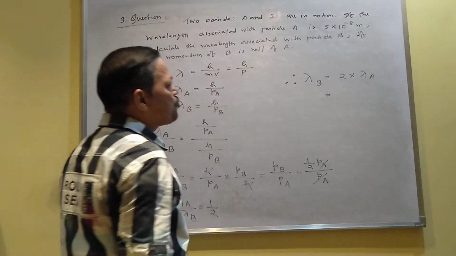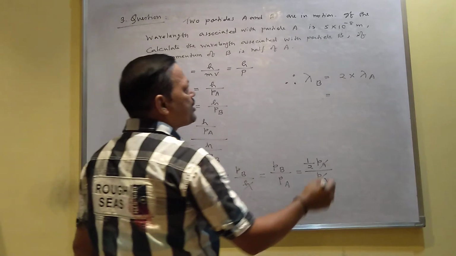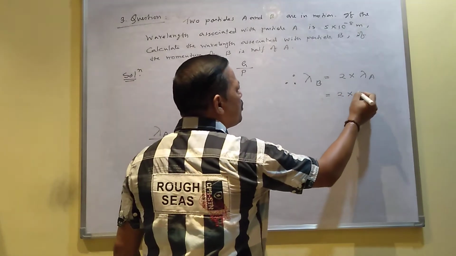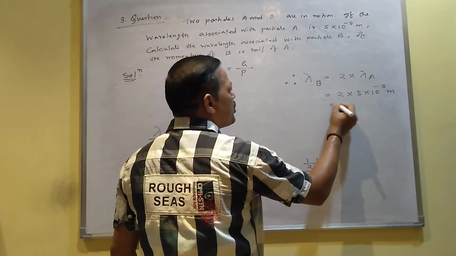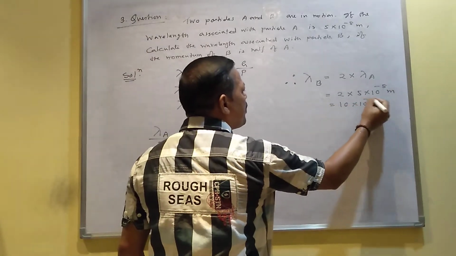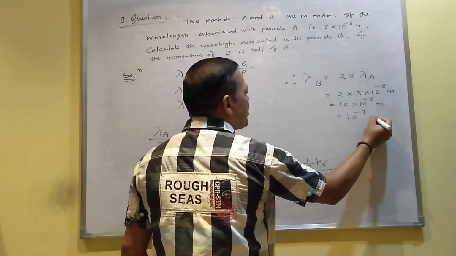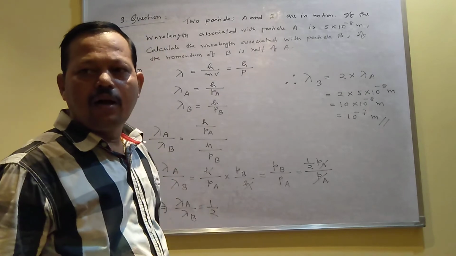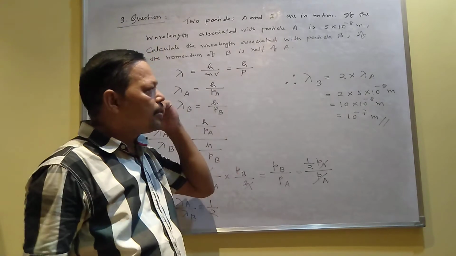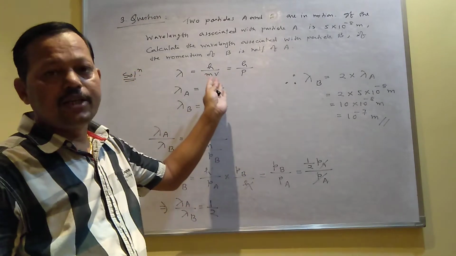Lambda A means the wavelength of A, which is given as 5 into 10 to the power minus 8 meter. So 2 into 5 into 10 to the power minus 8 meter, that means 10 into 10 to the power minus 8 meter, so you can write 10 to the power minus 7 meter. So if one particle's wavelength is given, you can determine the wavelength of another particle also from the de Broglie equation.